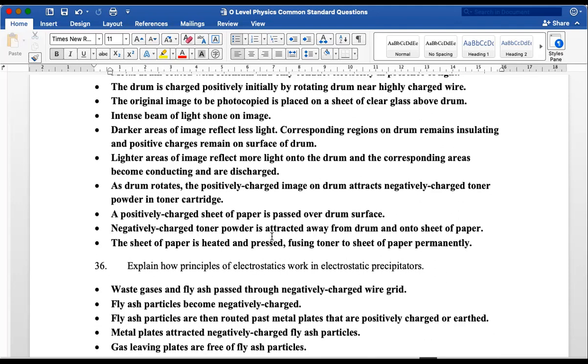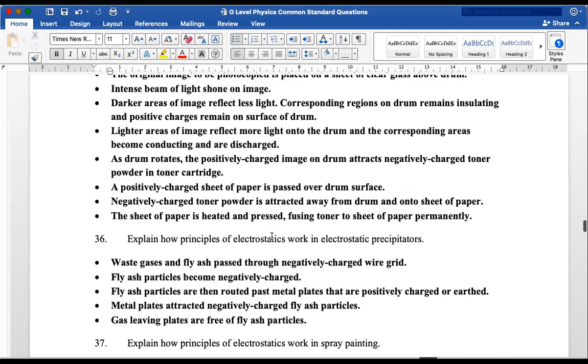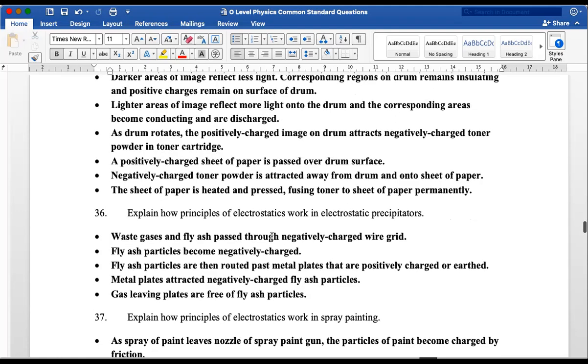As the drum rotates, the positively charged image on the drum attracts the negatively charged toner powder in the toner cartridge. A positively charged sheet of paper is passed over the drum surface. Negatively charged toner powder is attracted away from the drum and onto the sheet of paper. The sheet of paper is heated and pressed, fusing the toner to the paper permanently.